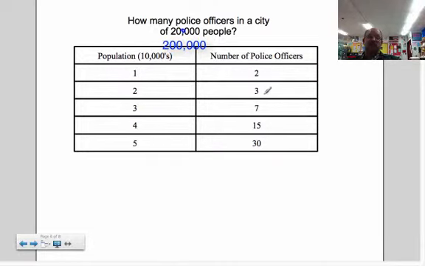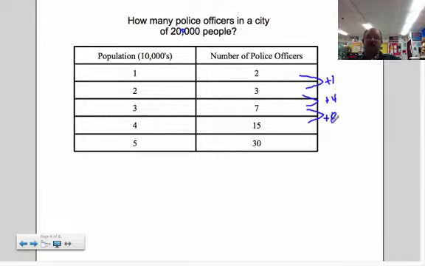Here's some data. If they've got 10,000 people, 2 police officers. 20,000 people, 3. 30,000 people, 7. 40,000 people, 15. And 50,000 people, 30. So we're looking, and we can see that there's not really a clear jump.